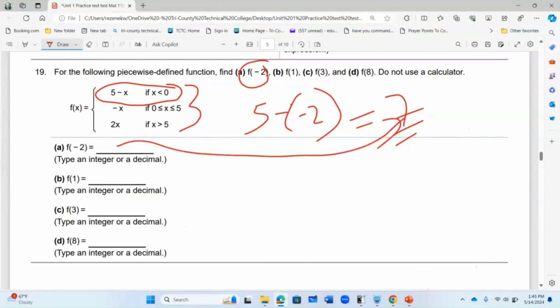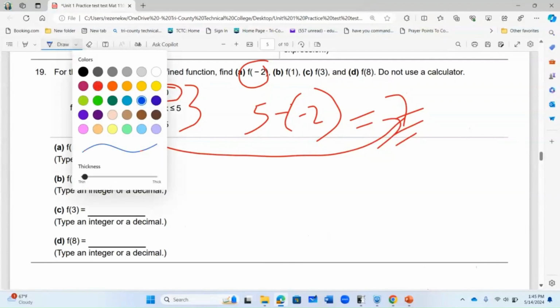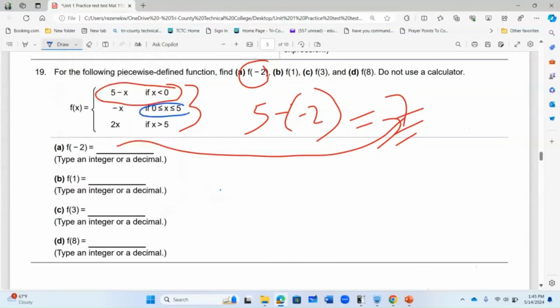Then I will look at the second piece of the function. This is a compound inequality. It says that this is only possible when x goes from 0 inclusive to 5 inclusive. In other words, 0 and 5 are included. So I'm going to look, what are the numbers from 0 to 5 inclusive? 1 and 3. So I will evaluate 1 and 3 in the middle piece.